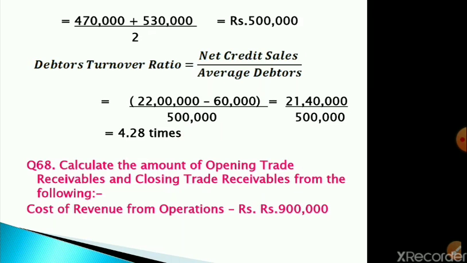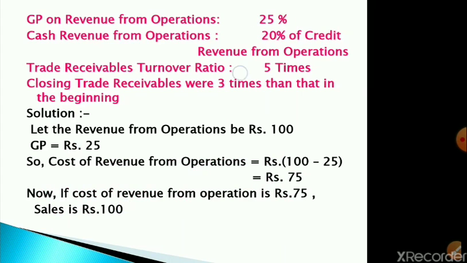Next, question number 68. Calculate the amount of opening trade receivables and closing trade receivables from the following. Cost of revenue from operation rupees 9 lakh. Cost of revenue from operation means cost of goods sold. Gross profit on revenue from operation is 25%, that is 25% of sales. Cash revenue from operation is 20% of credit revenue from operation. Trade receivables turnover ratio is 5 times. Closing trade receivables were 3 times that in the beginning.